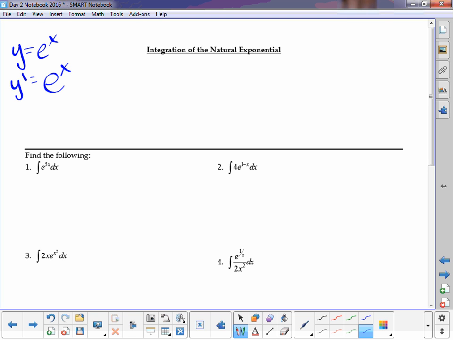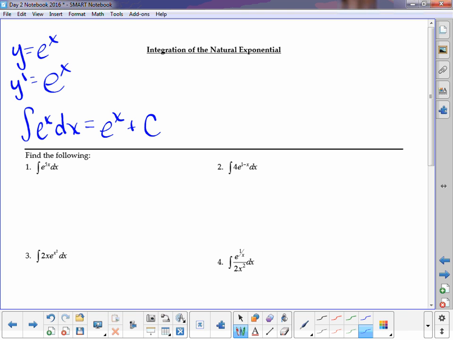All right, so last class we said, hey, if we have the function e to the x, its derivative is e to the x. This is the only function whose derivative is itself. So what if I had the integral of e to the x dx? What would that be? Good job remembering your plus c there. E to the x plus c.